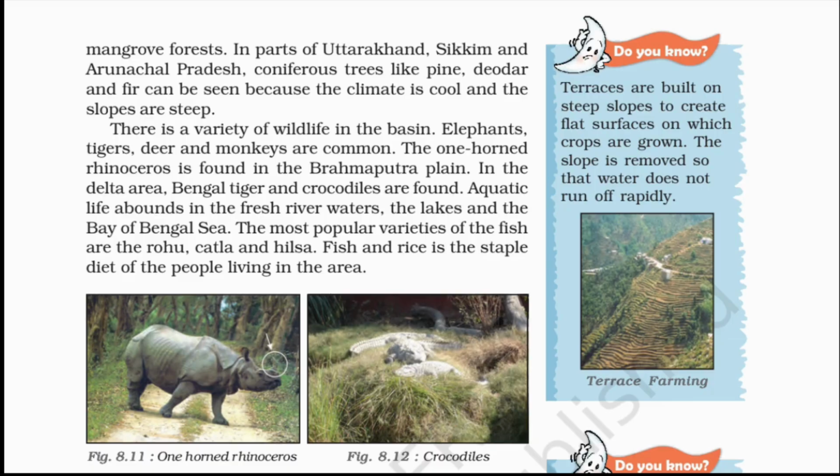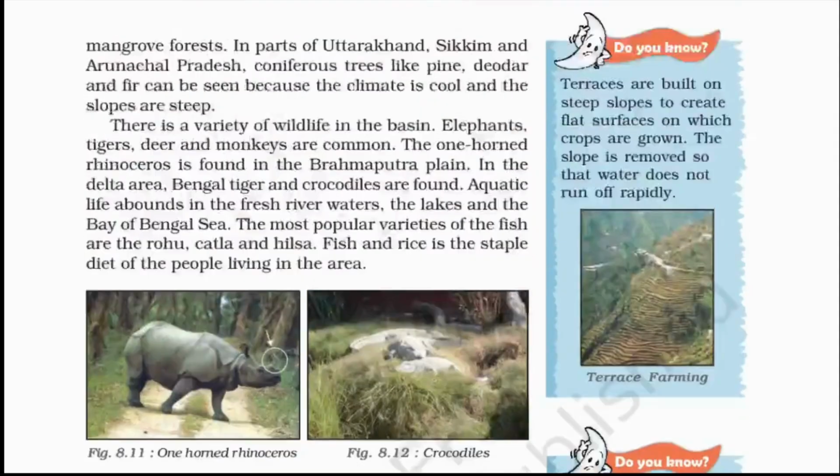There is a variety of wildlife in the basin. Elephants, tigers, deer and monkeys are common. The one-horned rhinoceros is found in the Brahmaputra plain. In the delta area, Bengal tiger and crocodiles are found. Aquatic life abounds in the fresh river waters, the lakes and the Bay of Bengal. The most popular varieties of fish are the rohu, katla and hilsa. Fish and rice is a staple diet of the people living in the area.